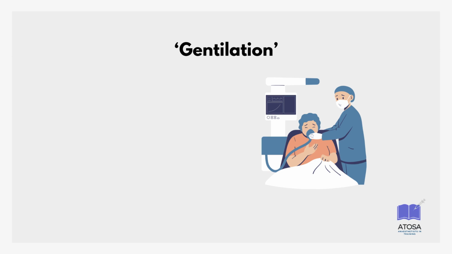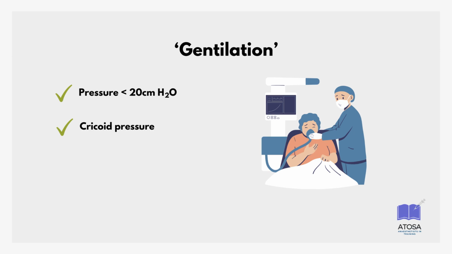Mask ventilation is not part of the classic rapid sequence induction due to concerns of insufflation of the stomach and increased risk of regurgitation. However, mask ventilation is now widely considered an option in rapid sequence induction, specifically with the term gentilation. What this means is mask ventilation at a pressure of less than 20 centimeters of water with cricoid pressure applied. The idea is that you are facilitating apneic oxygenation while still limiting the risk of gastric insufflation by using low pressures and applying cricoid pressure. A further benefit of employing gentilation during induction is that you can introduce volatile into the circuit earlier.